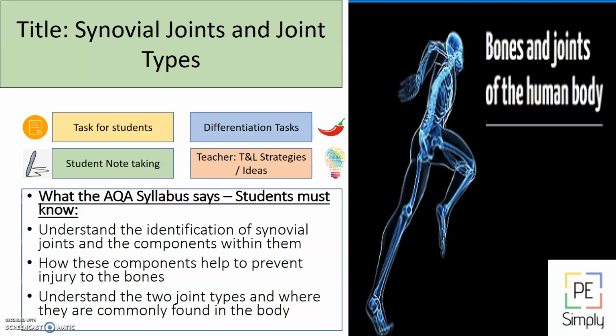So in regards to this specific topic, a reminder that the syllabus requires you to understand the identification of synovial joints and the components within them. So we need to know about the structure that makes up a synovial joint. We also need to know how these components help to prevent injury to the bones, okay? Because it's really important, isn't it, in sport that we try and prevent injury as much as possible so that we can actually play the sport.